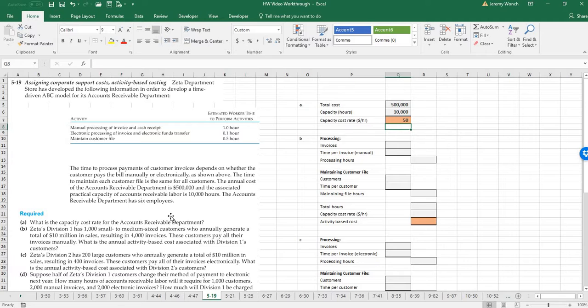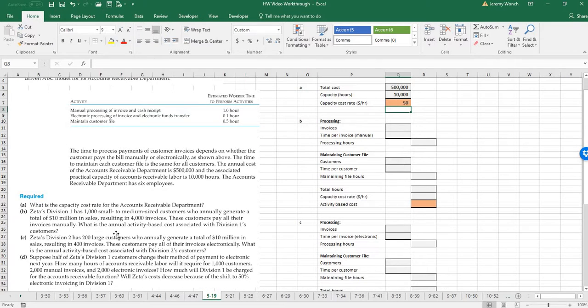In part B, we're going to look at Division 1, which has 1,000 small to medium-sized customers who annually generate about $10 million in sales, resulting in 4,000 invoices. All of these customers pay their invoices manually. So what's the activity-based cost related to Division 1? We're going to have the 2 activities that they're going to do: process invoices and maintain their customer file.